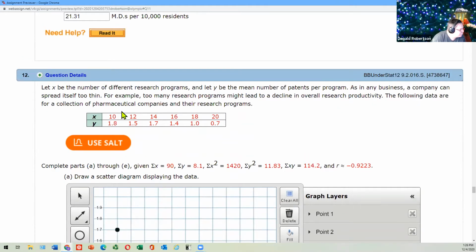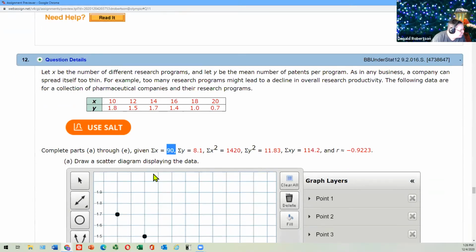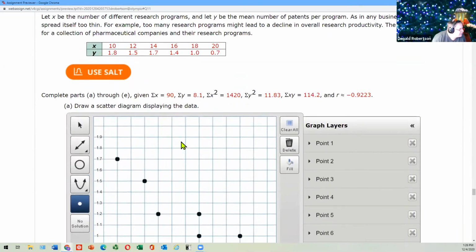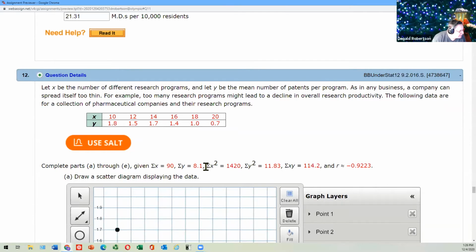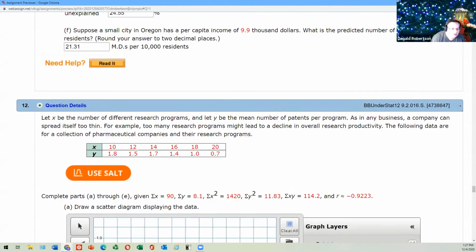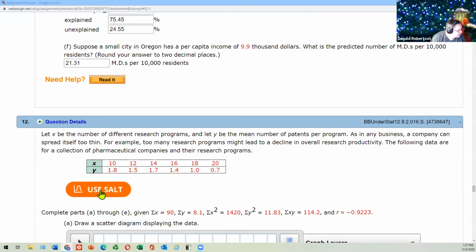Now, X bar and Y bar, I will do some. If you take 1, 2, 3, 4, 5, 6, if you take this guy and divide them by 6, you get 15. And if you add up all the Y's, you get that number. And if you divide that by 6, you'll get the average. So 8.1 divided by 6 is 1.35. So that's where they came from. Now, the A and the B, the y-intercept and the slope, that's when salt kicks in.